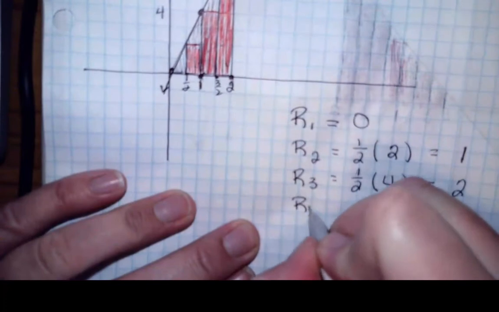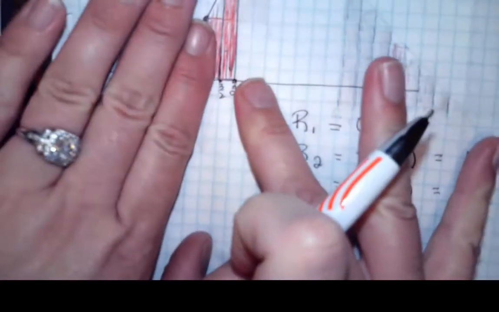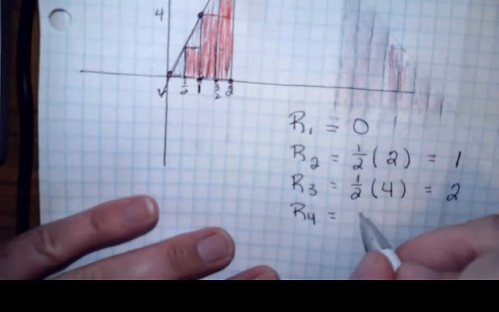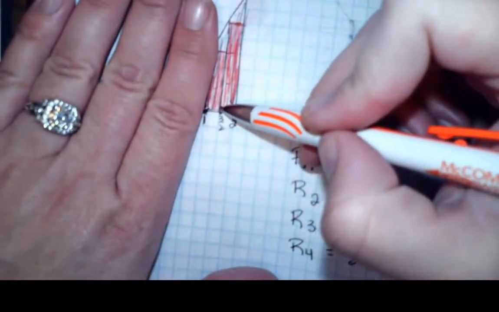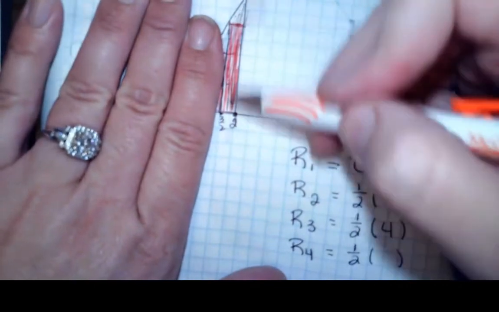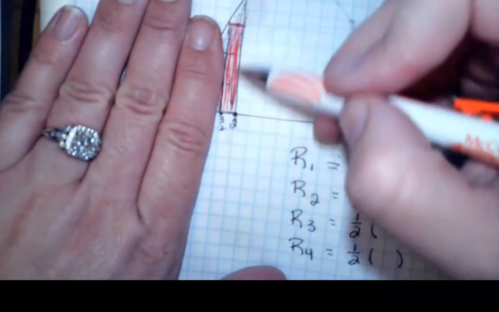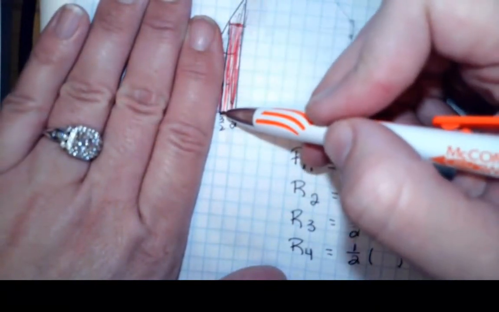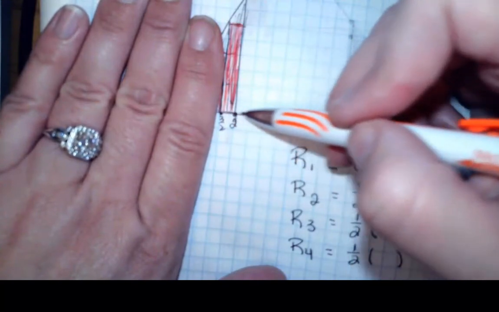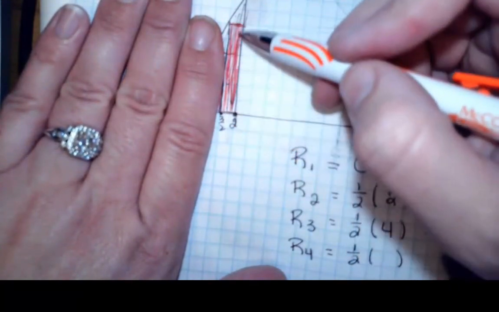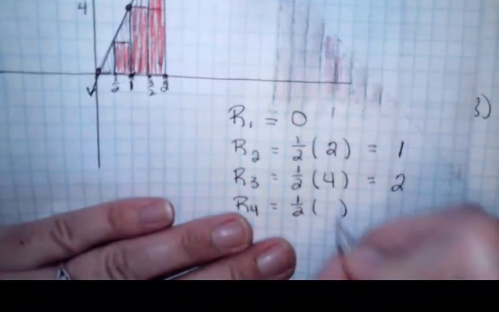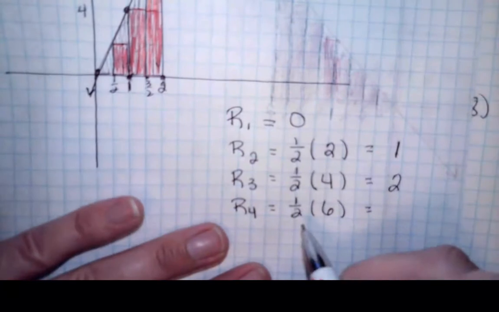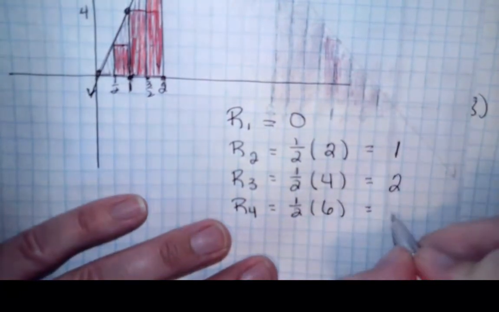And then for rectangle 4, what's his base? His base is still 1/2. And then what's his height? The height of the final rectangle, so I'm just looking at the red part, the height that occurs on the left side of the rectangle, is going to be 6. Well, 1/2 of 6 is 3.